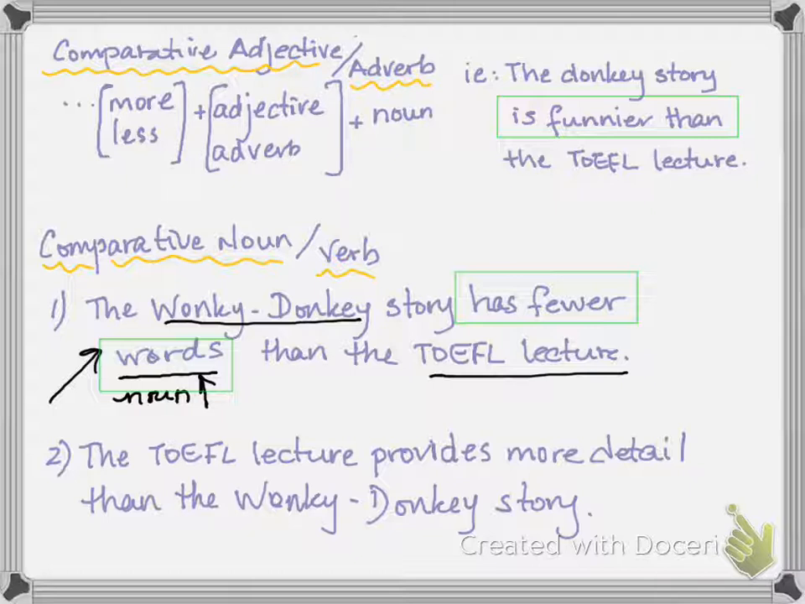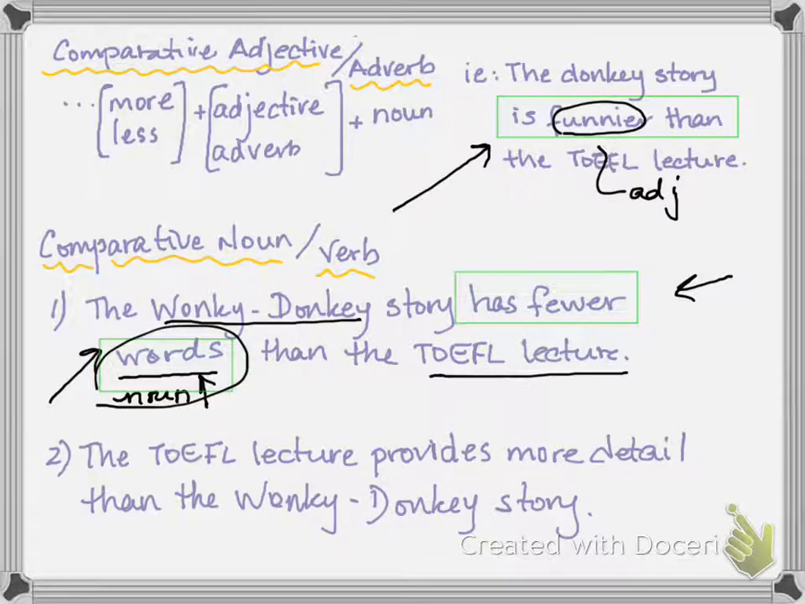That's quite different from what we've got going on up here, where we see that the donkey story is funnier than the TOEFL lecture. Funnier is an adjective, so this is a comparative adjective sentence. Down here, the Wonky Donkey story has fewer words than the TOEFL lecture. Words is a noun, and we're comparing how many words the TOEFL lecture has compared to the Wonky Donkey story.